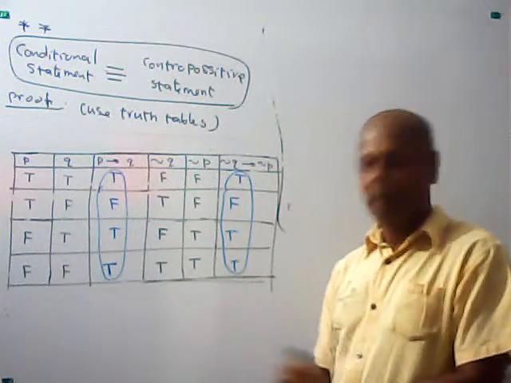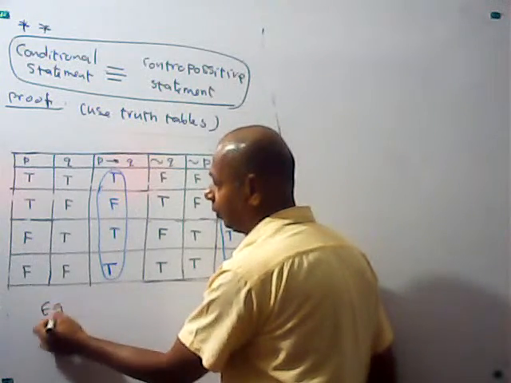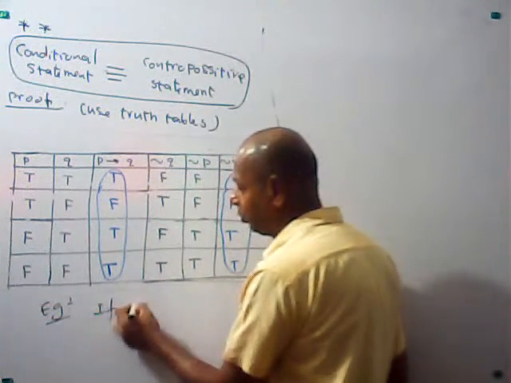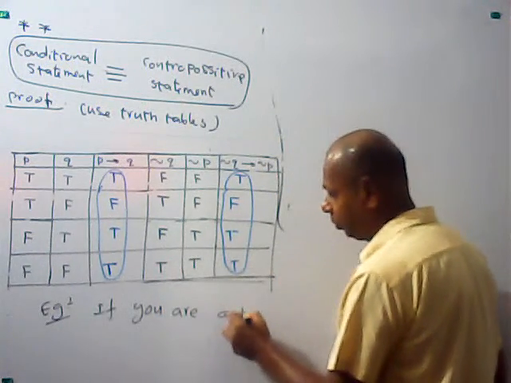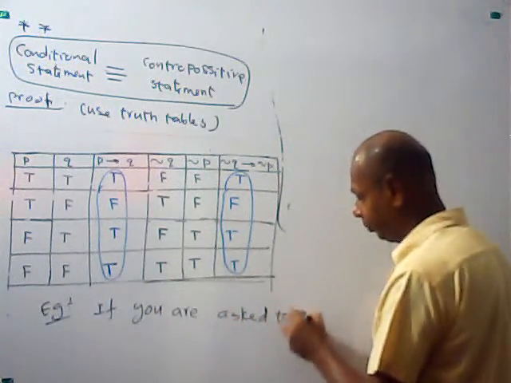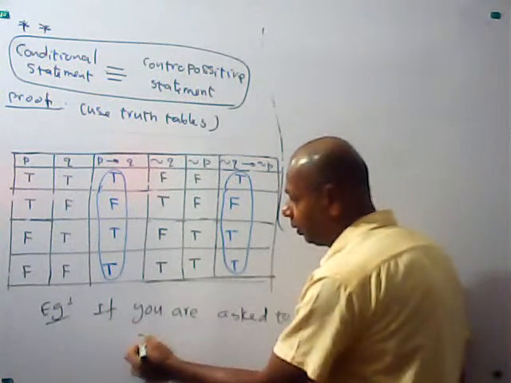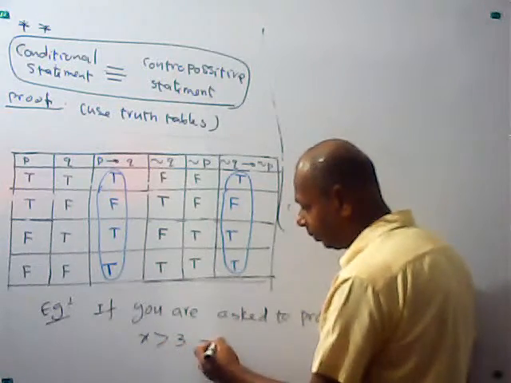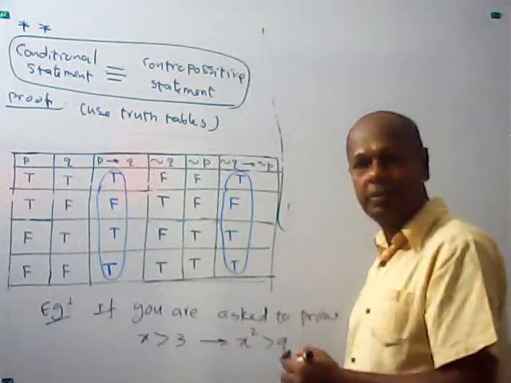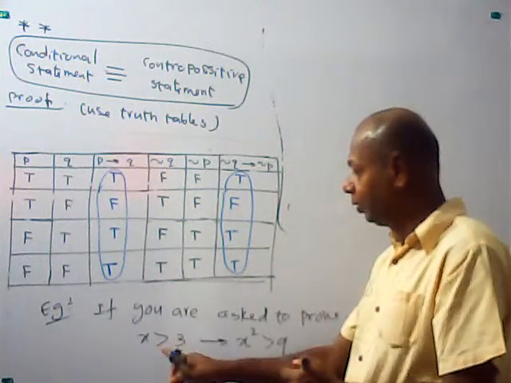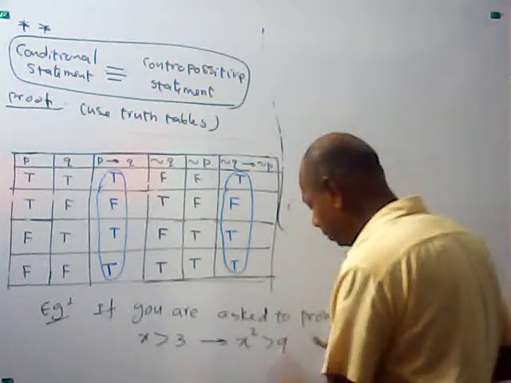Write an example too. Example: if you are asked to prove x is greater than 3 implies x squared is greater than 9. This is the conditional statement. You are asked to prove x is greater than 3 implies x squared is greater than 9.